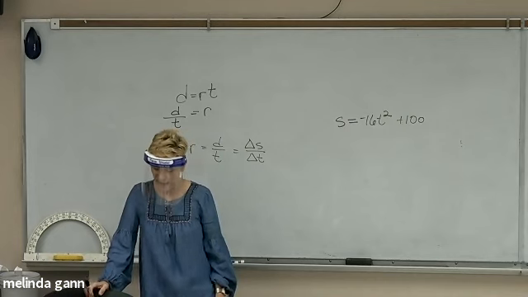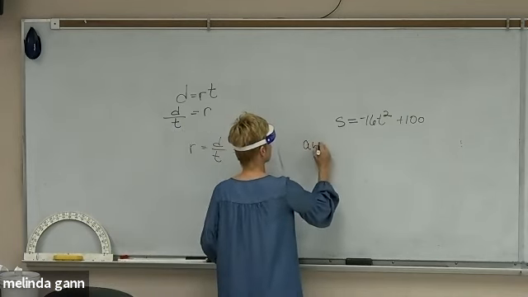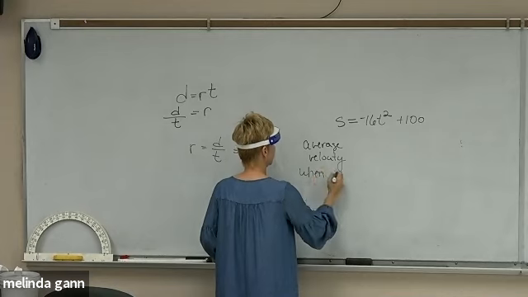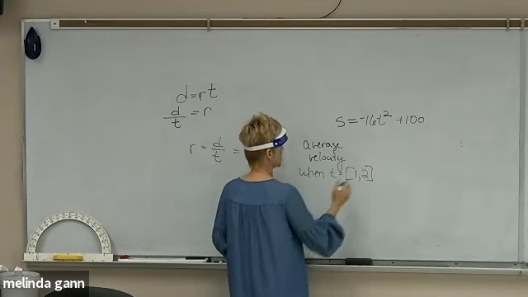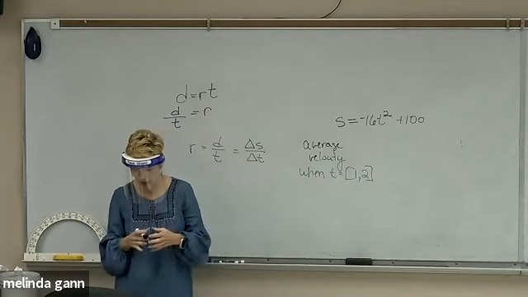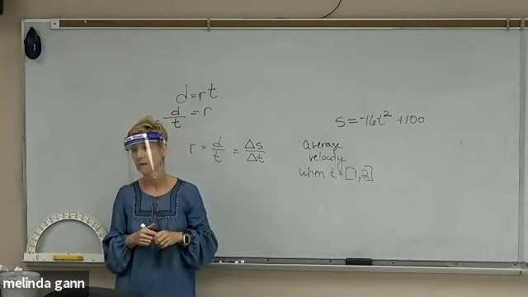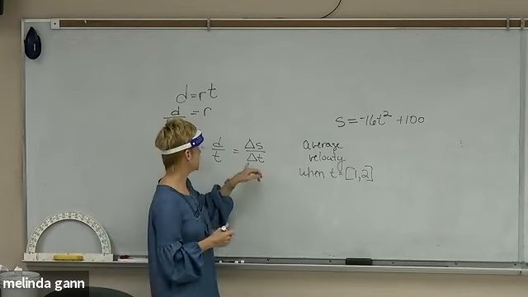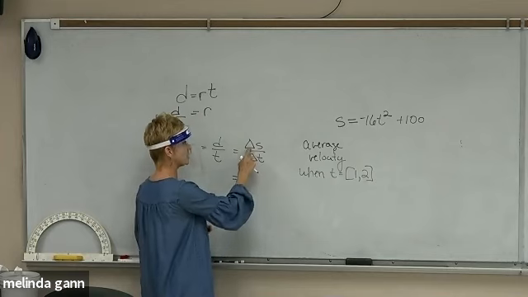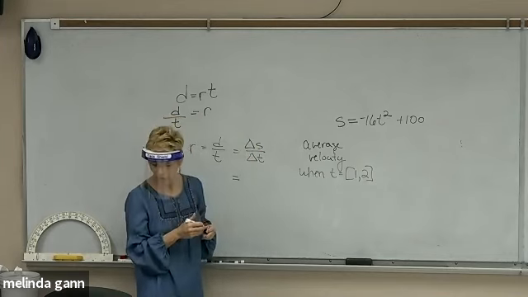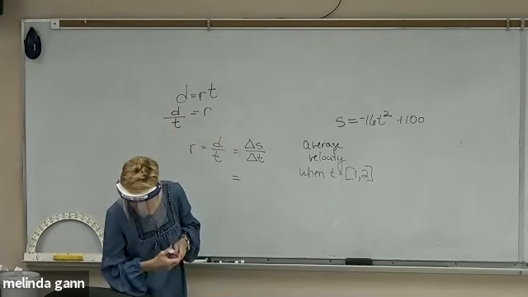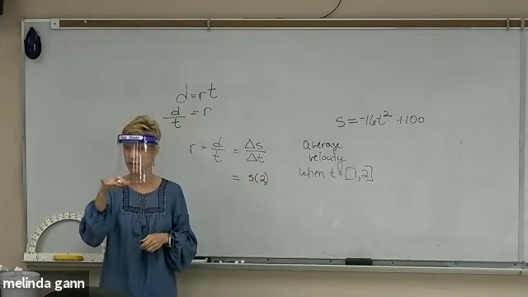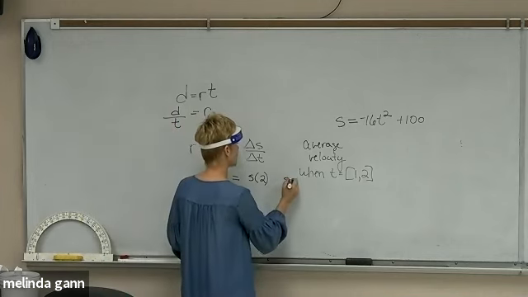They ask you to find the average velocity when T goes from 1 second to 2 seconds. So over that second, they want to know the average velocity of the ball after it was dropped. To use this formula, I'm going to find the change in position. They take the position at 2 seconds, where the ball is after 2 seconds, and the position after 1 second.